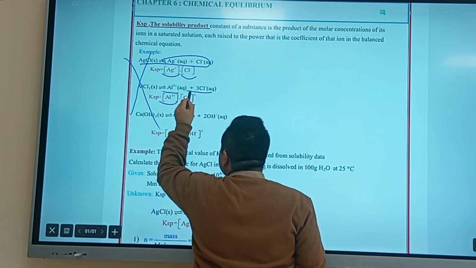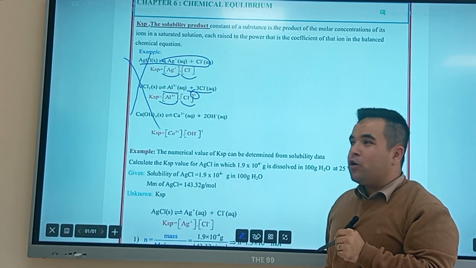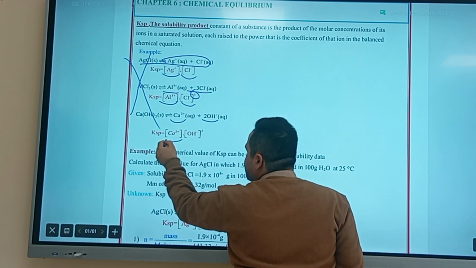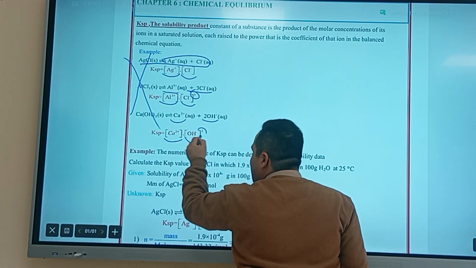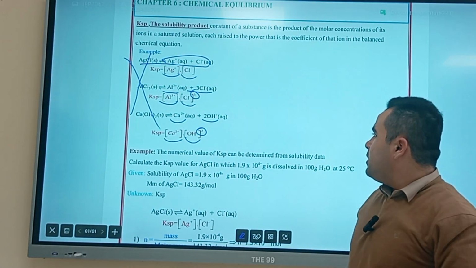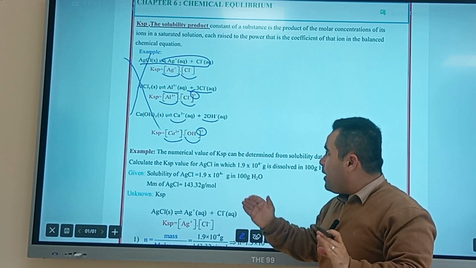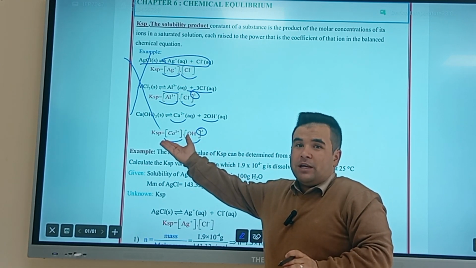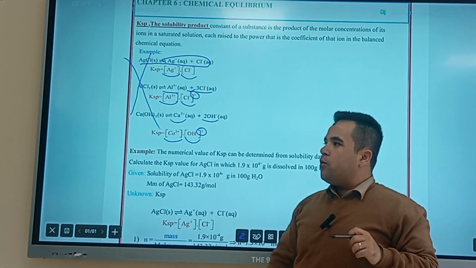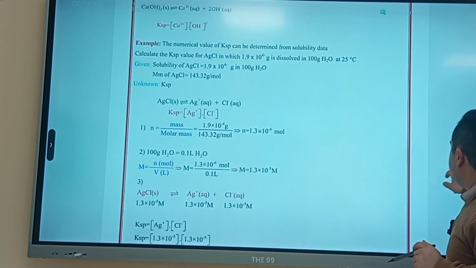Aluminum and chloride cubed, raised to the power which equals the coefficient, guys. Here, Ca plus 2OH: calcium concentration multiplied by hydroxide squared. Why? Because the coefficient is 2. So how do we mathematically write the equation for the KSP? Multiplication of the ions, each raised to the power equal to the coefficient of the ion.